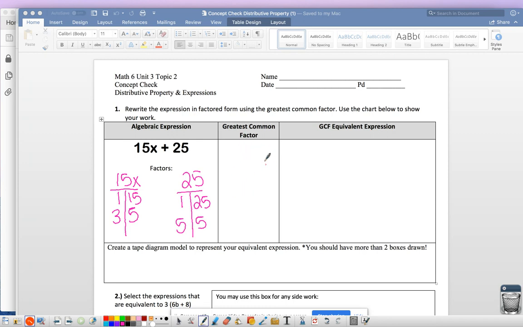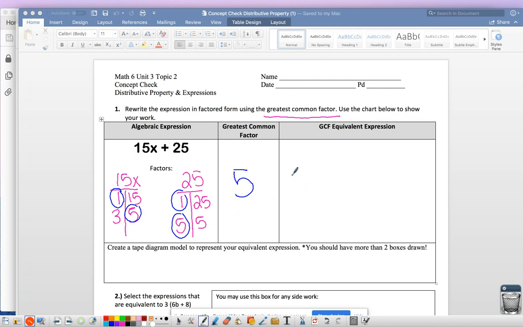So then the next question, it says, well, what is the greatest common factor? Because remember, we're rewriting the expression using the greatest common factor. So what we're going to do is find our greatest common factor. Well, the common factors are just 1 and 5. So the greatest common factor is going to be just 5.